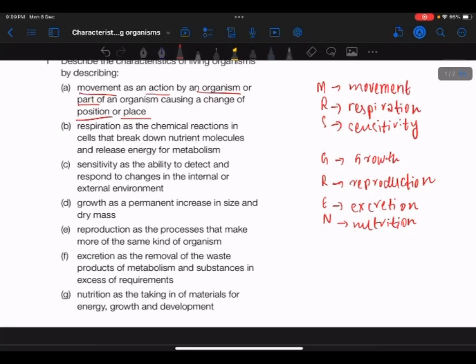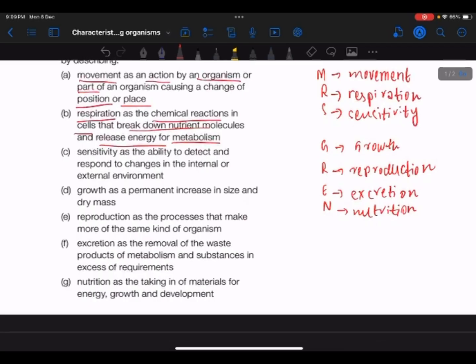Right, and then we come to respiration. Super basic at your guys' level. You just need to memorize that it's the chemical reactions in the cells that break down nutrient molecules and release energy for metabolism. Metabolism is nothing too complicated as well. If you guys are confused, it's basically just the breakdown, right?